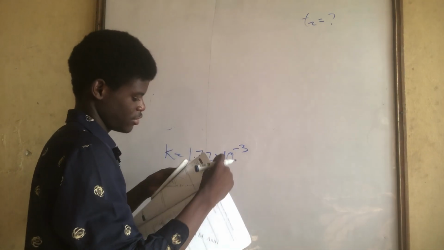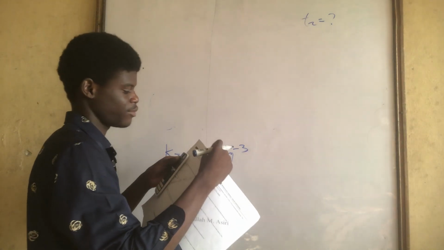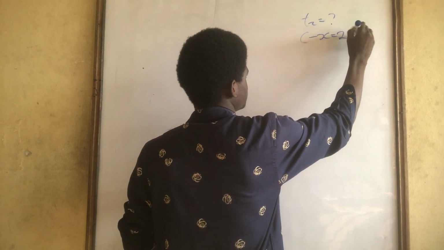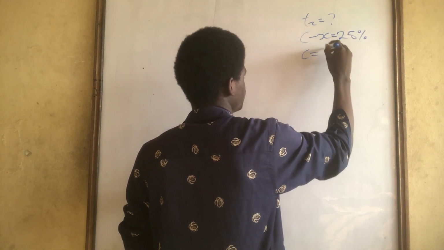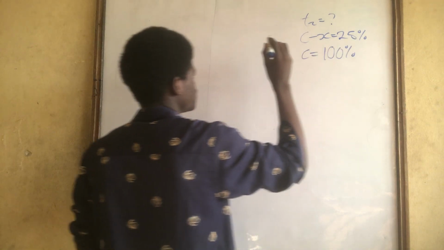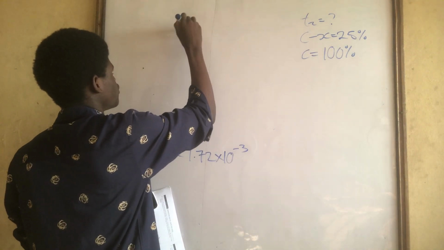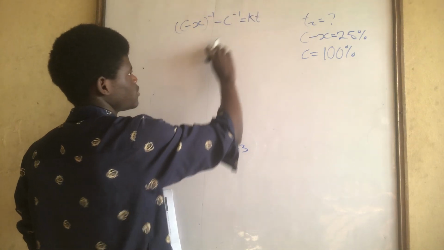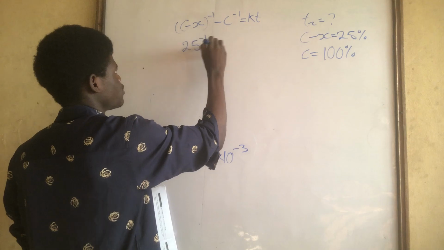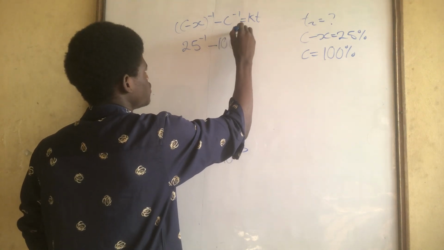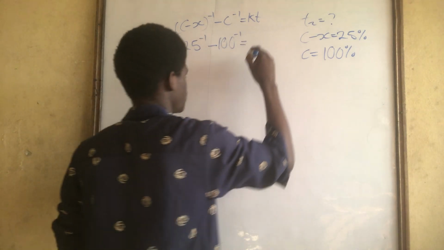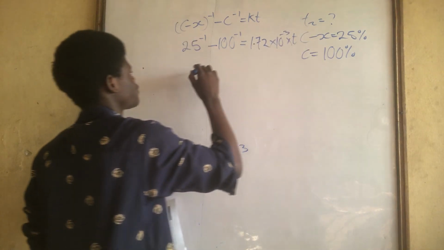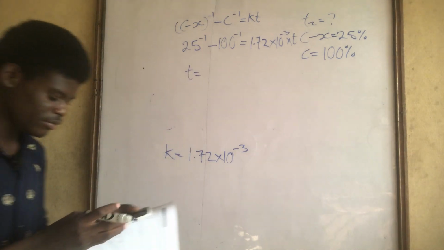They said, let's read: how long will it take for the reaction to be 75% complete? For it to be 75% complete, it is actually 25% incomplete. The initial concentration is always 100%. They're asking us for the time, so we're still going to use our normal formula. Here this is 25 raised to minus 1 minus 100 raised to minus 1 equals k, which is 1.72 times 10 raised to minus 3, times time. So let's solve for time.